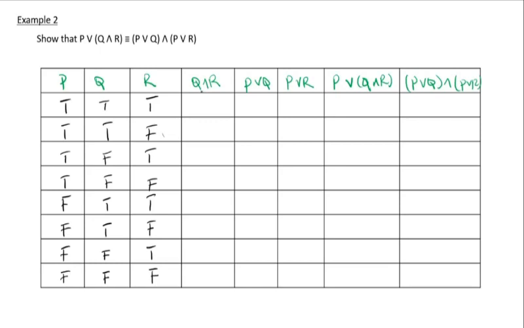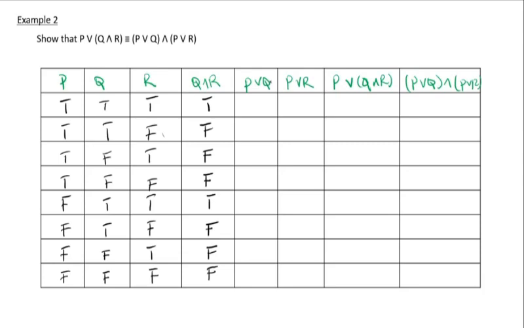All right, so now that we are done with that, let's look at Q and R. We have true, true, so this is a true statement over here. True, false is a false statement. False, true is a false statement. False, false is also a false statement. We have true, true is a true statement. True, false is a false statement. False, true is a false statement. False, false is also a false statement.